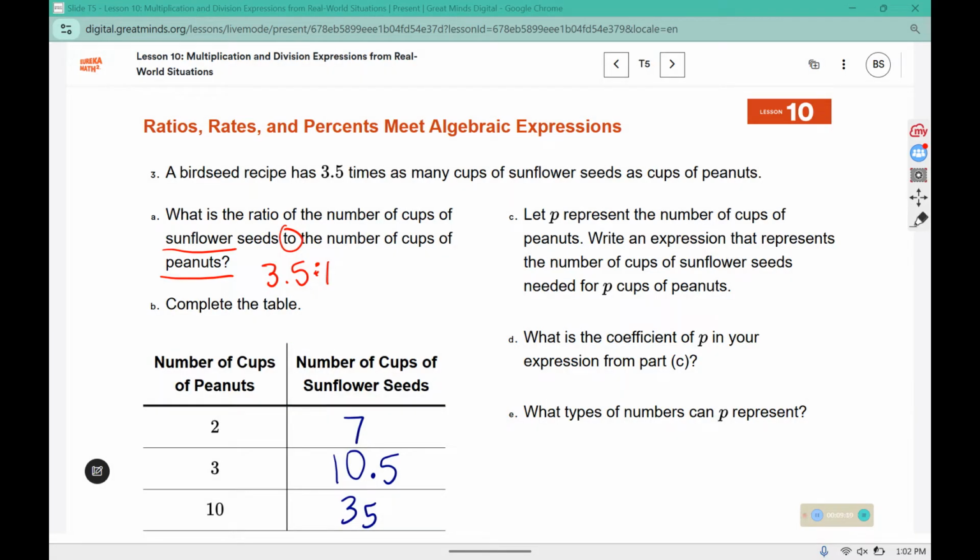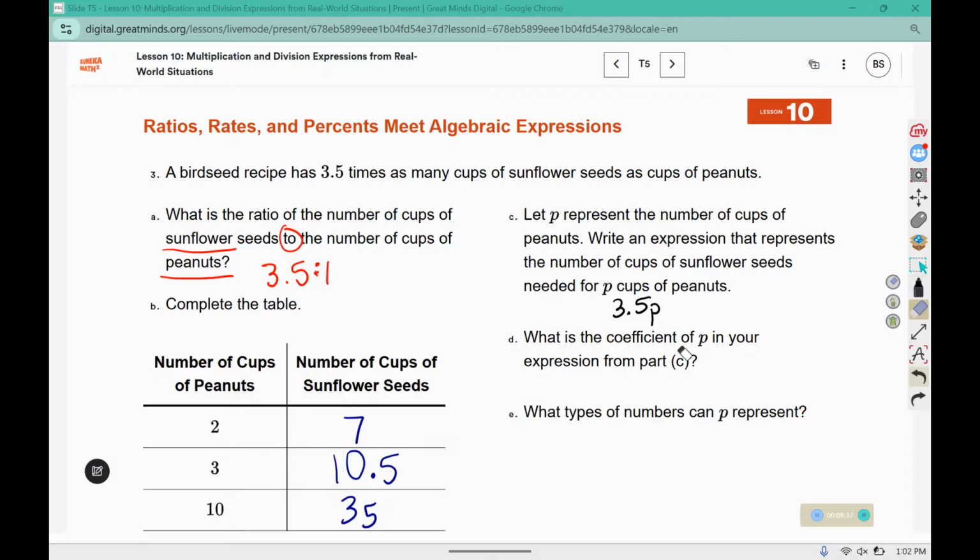Let P represent the number of cups of peanuts. Write an expression that represents the number of cups of sunflower seeds needed for P cups of peanuts. So if we start with the peanuts, P, in order to get the sunflower seeds, we need to multiply it by 3.5. So this is 3.5 times P.